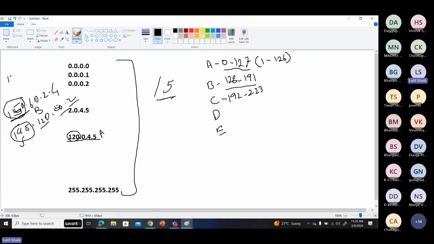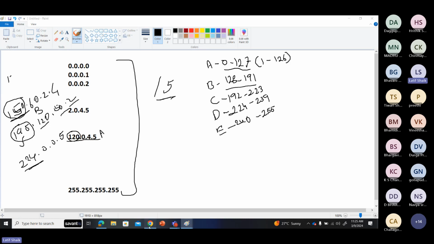So which range is the first octet in? Class A range, Class B range, or Class C range. Based on that, we will decide. Class D is 224 to 239. Class E is 240 to 255. Okay. So these are the different classes. For example, if you write an IP address like 224.0.0.5, it is a class D range.